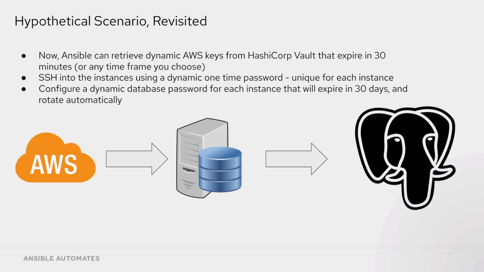And then finally, the ability to generate dynamic database passwords for each instance. So again, each database instance will have its own unique password for every system, for every database. And again, like that dynamic set of Amazon credentials, we can set them to expire after a certain amount of time, like 30 days, 60 days, what have you. And then the database can actually make a call back into Vault and say, hey, I see my password's about to age out. Can you give me a new set of credentials, a new database password? And Vault will do that.